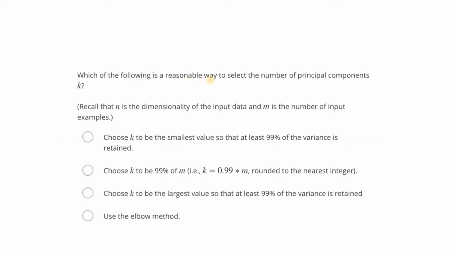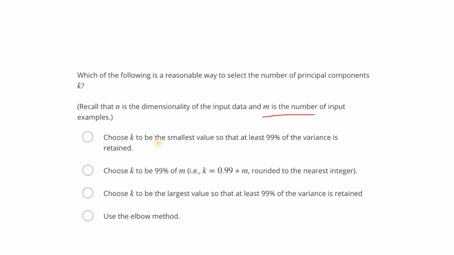Which of the following is a responsible way to select the number of principal components K? In principal component analysis, the major aim is dimensionality reduction. Now, how are you going to select how many principal components to consider in the reduced space or reduced dimension? Here the hint is given: recall that n is the dimensionality of the input data and m is the number of input examples. So m is the number of rows, n is the number of columns. You can understand it this way.